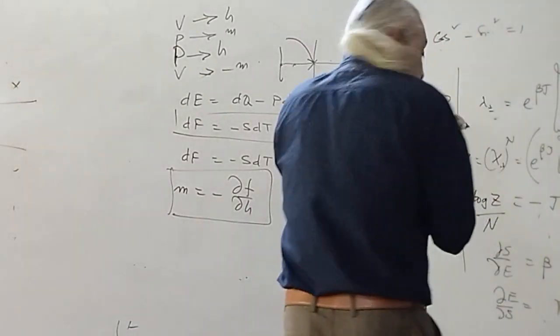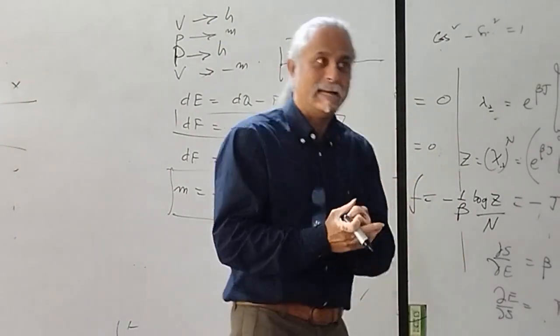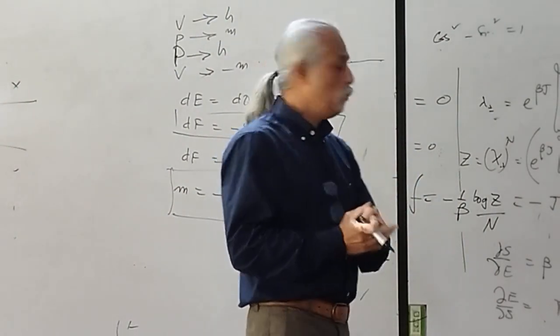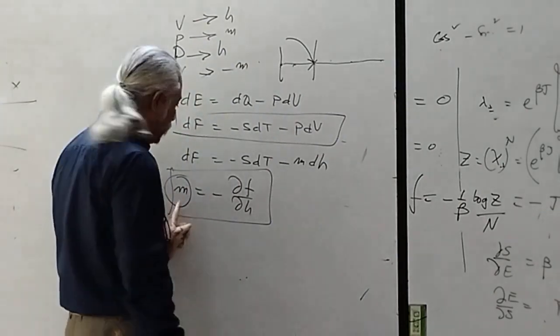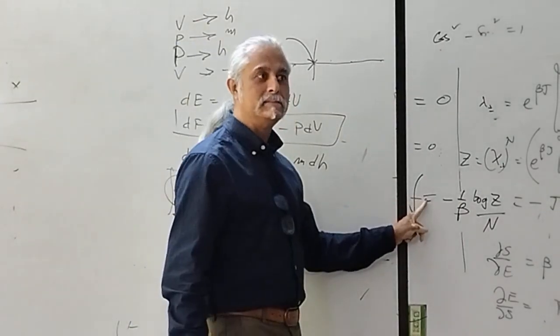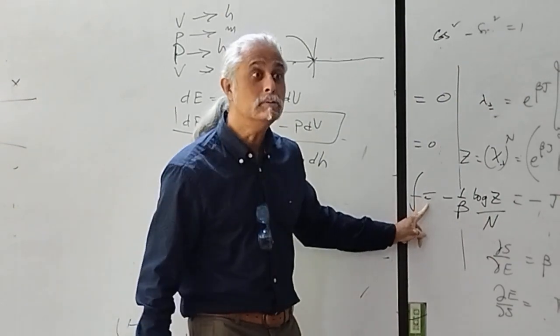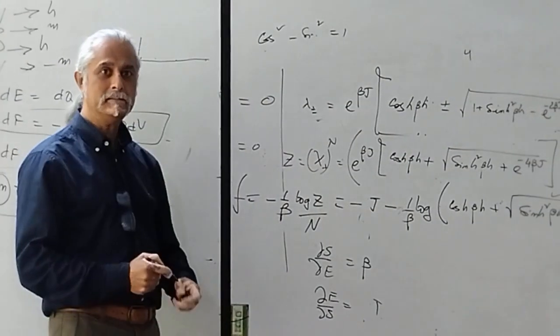To understand, to be able to appreciate that, we want to find out what is the magnetization. How do I do that? Take the derivative of this with respect to H. Can you do that, please?